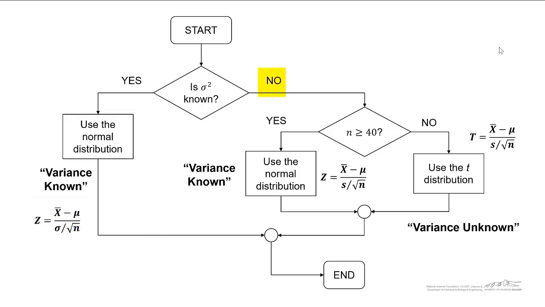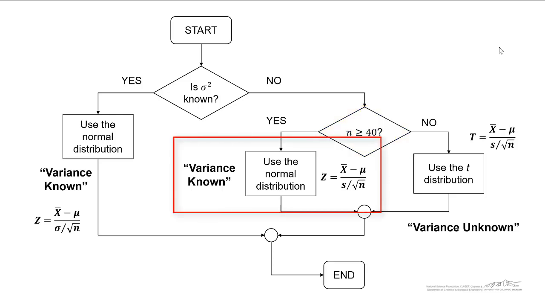If you don't know the population variance, then we have a second question. Do we have a large sample size? In other words, is n greater than or equal to 40? If it is, then that's big enough that even if you don't know the population variance, you can assume that your sample variance is a good estimator for the population variance. And in this case, we can also use the normal distribution.